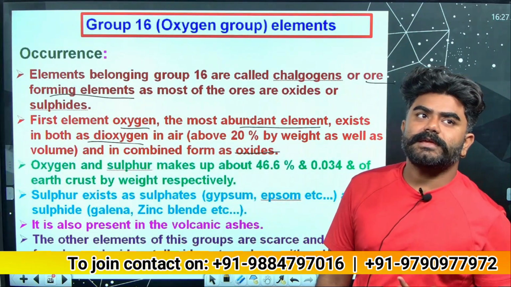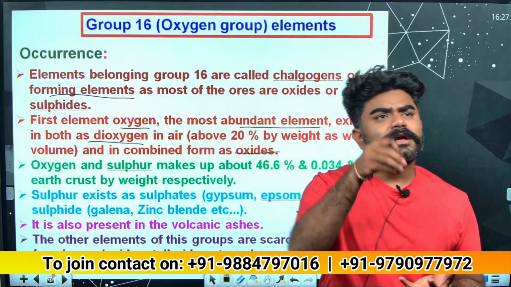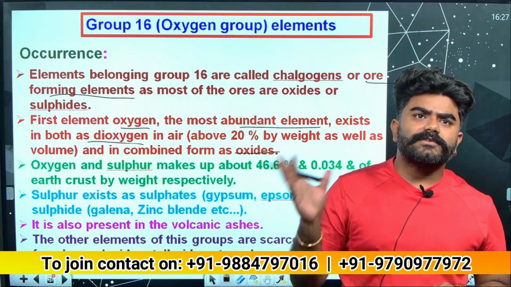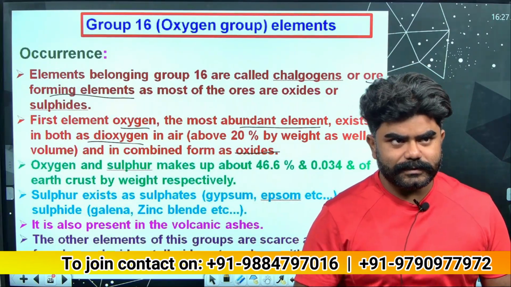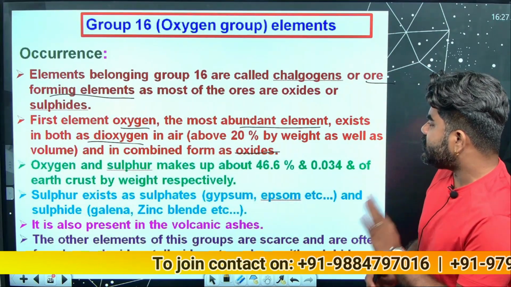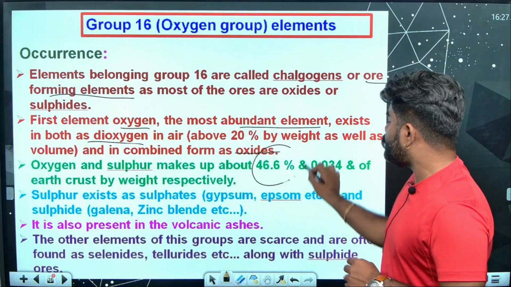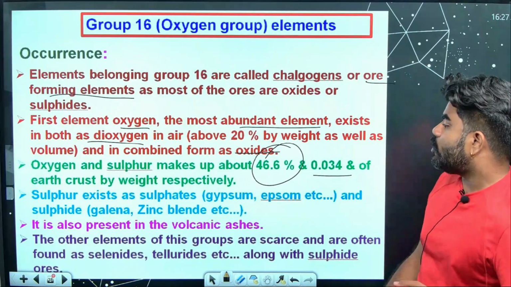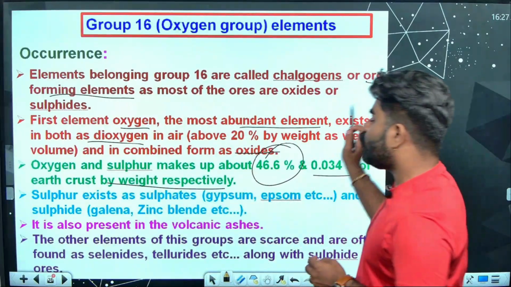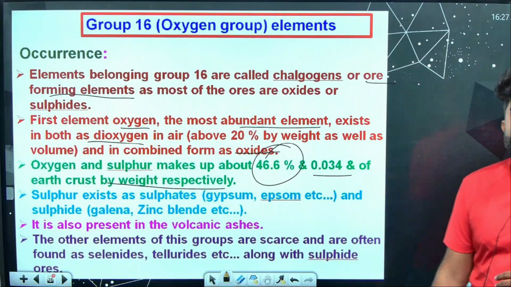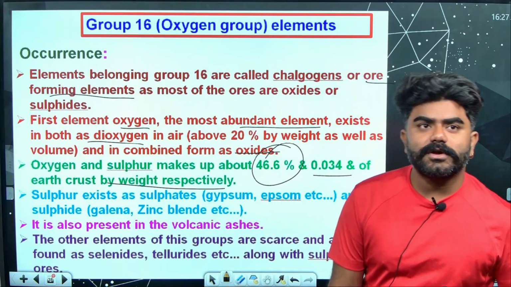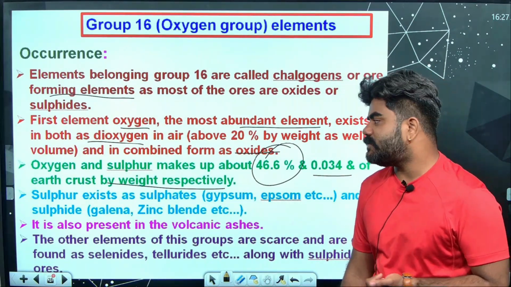ஏன்னா நான் சொன்ன மாதிரி ஆக்சிஜன் வந்து நிறைய ஓர்ஸில் ஆக்சைட்ஸாக இருக்குது. ஸோ அங்கேயும் ஆக்சிஜன் இருக்குது, அட்மாஸ்ஃபியரில் வந்து ஆக்சிஜன் கேஸாகவும் அது ப்ரெசென்ட் ஆகிருக்கு. தென் ஆக்சிஜன் அண்ட் சல்ஃபர் it makes about 46.6% and 0.034% of the Earth's crust by weight respectively. So அதோட percentage பார்த்தீங்கன்னா it is around 46.6 and 0.034% of the Earth's crust.